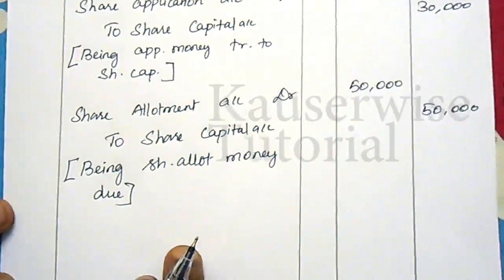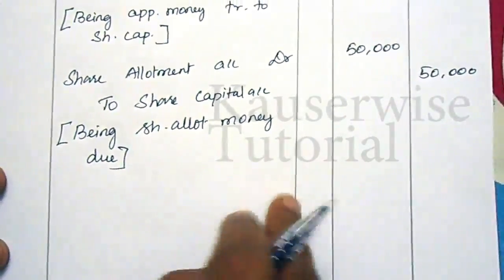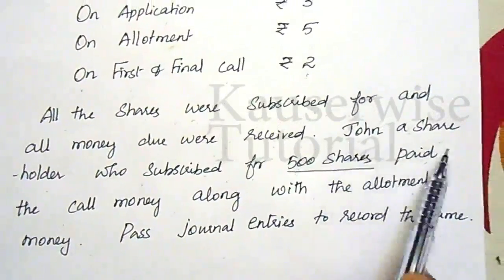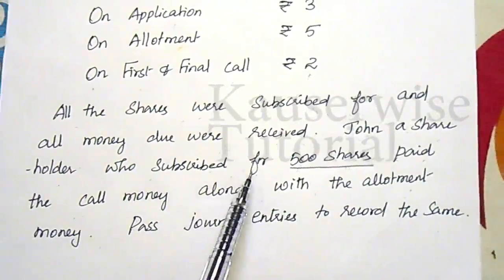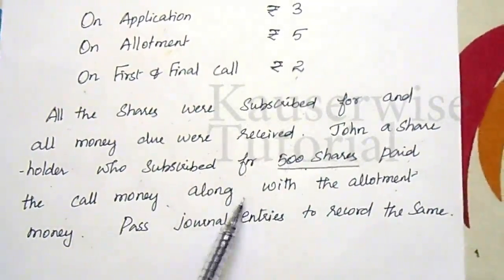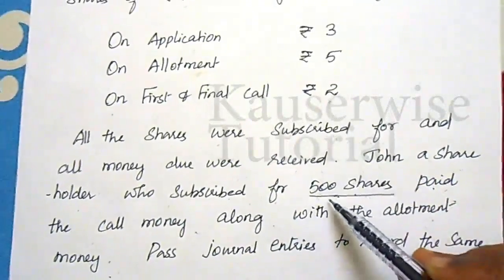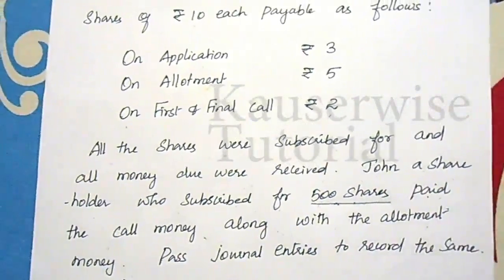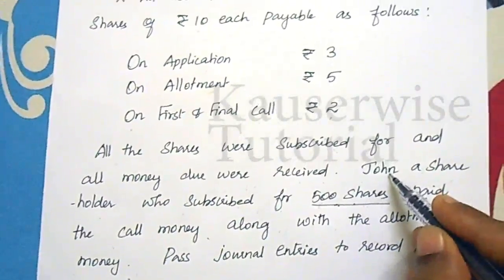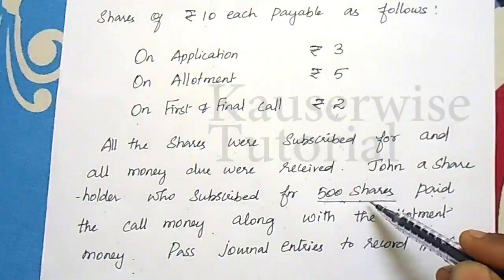Next you have to make entry for allotment money received. Okay, before you make the entry, just see the adjustment. John, a shareholder who subscribed for 500 shares, paid the call money along with the allotment money. The call money is 2 rupees, no, 500 into 2 rupees, 1000 rupees. The 1000 rupees he has paid along with the allotment money. So this is called calls in advance.